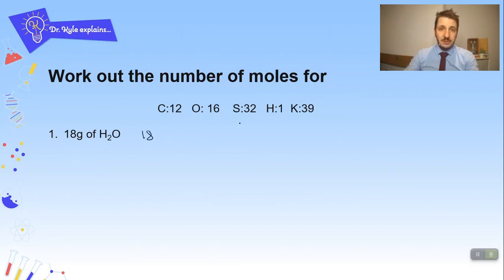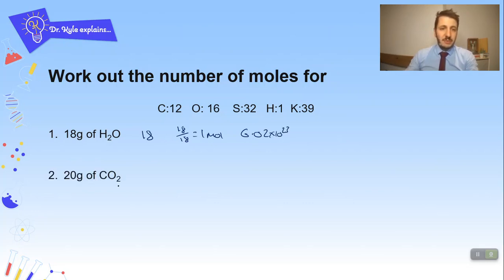When we work it out, we've got 2 hydrogens and 1 oxygen, so hopefully we can see 18 over 18, because moles equals mass over Mr, equals 1 mole. And so in 18 grams of water, you have exactly 6.02 times 10 to the 23 molecules of water.